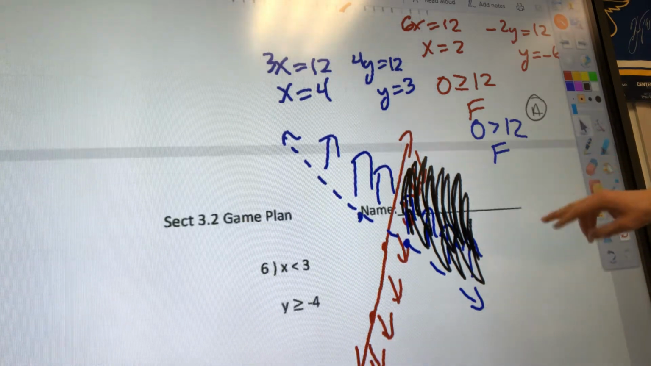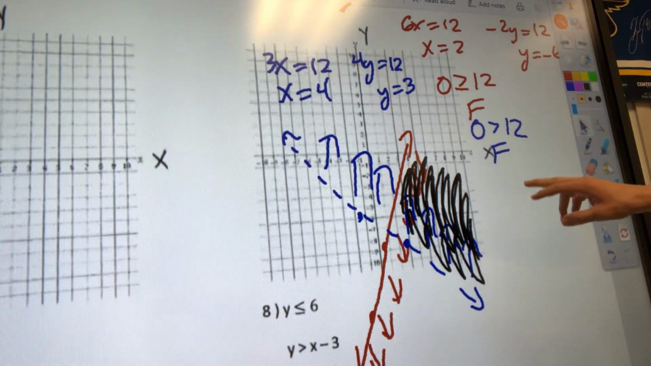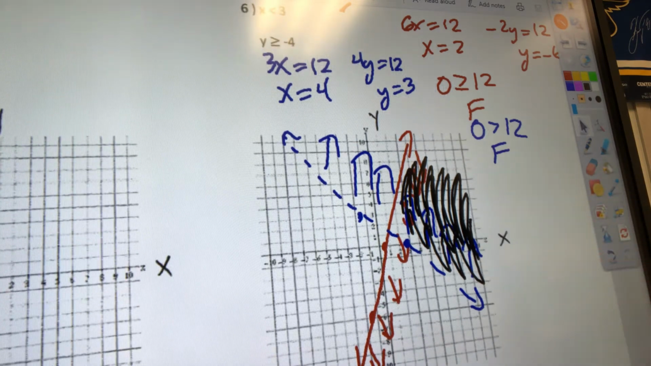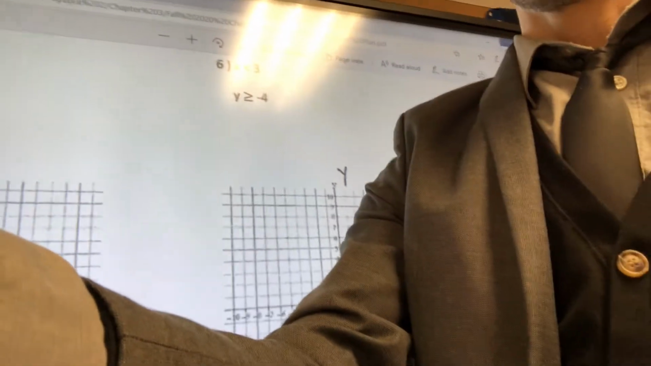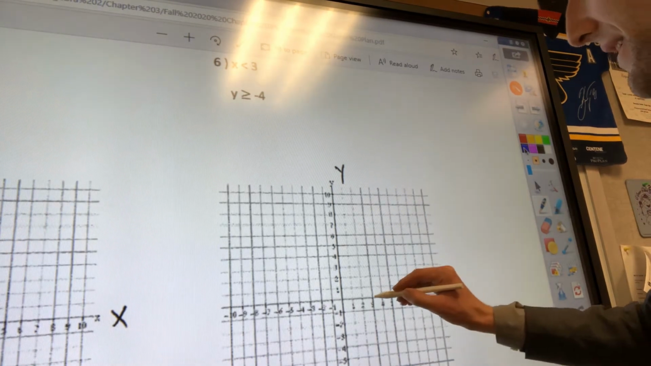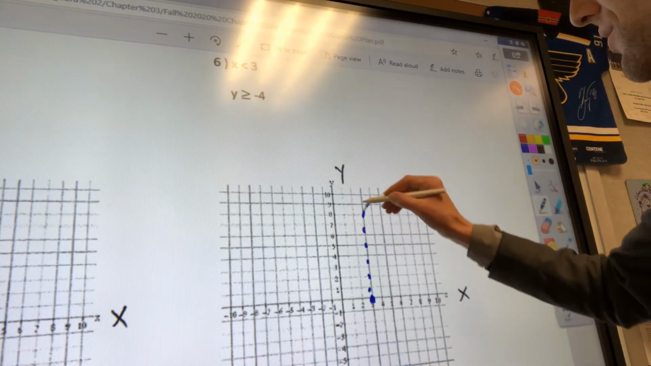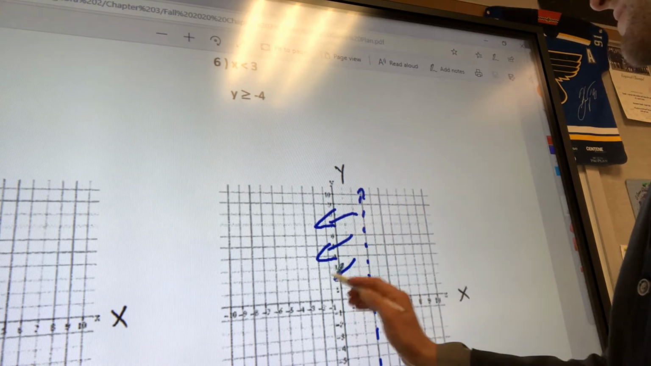This was page 6. On this next page, how about 6 and 8? All right, 6 and 8 on this next page. X is less than 3. That is a dotted vertical line. I'm going to shade to the left, everything to the left of this.